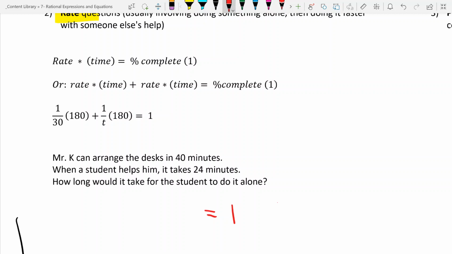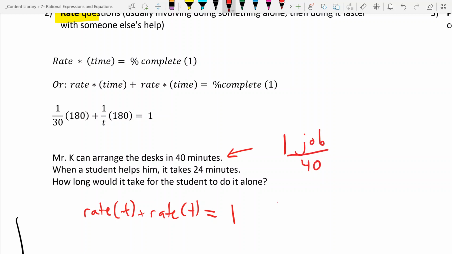So what we're going to do is multiply the rate that the person does it times the amount of time they do it, and add it for both of them. So for this one, this would be Mr. K's rate times the time. This would be the student's rate times the time. So what's Mr. K's rate? Well, he completes one job in 40 minutes. So that's his rate, 1 over 40. The time, we'll do the time in a sec.